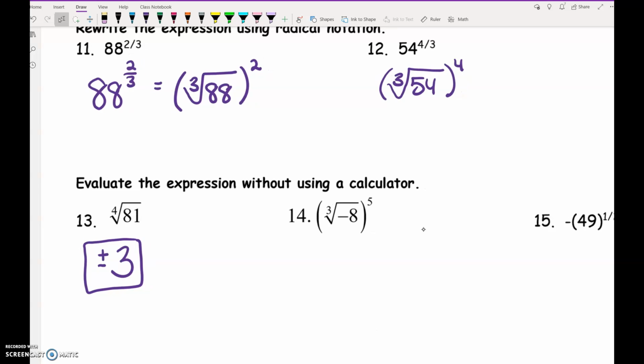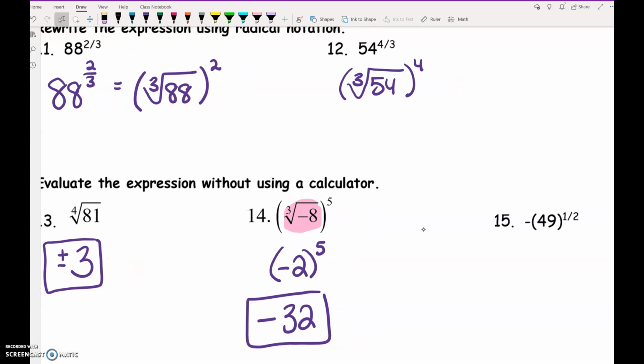Okay, the third root of negative 8 raised to the fifth. Anytime you see a negative, you should stop for a minute and think, can I do this? Because it's an odd index, yes, we can. So we're going to start by doing the inside part. What is the third root of negative 8? Negative 2, and then take negative 2 and raise it to the fifth. So what is positive 2 to the fifth? Positive 2 to the fifth is 32. If you're multiplying negative 2 5 times, you'd have 5 negatives. Will 5 negatives cancel? No, so it's a negative 32.